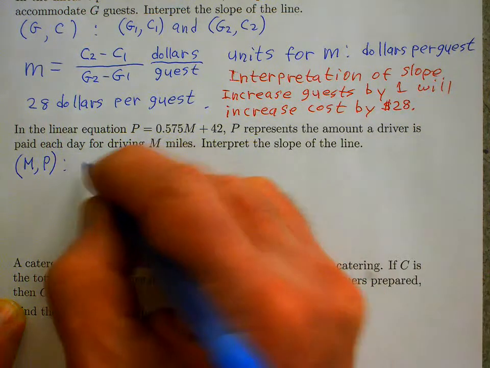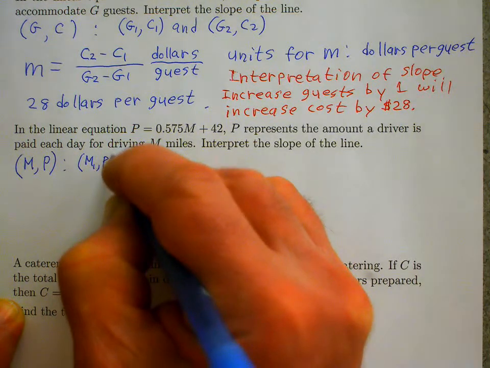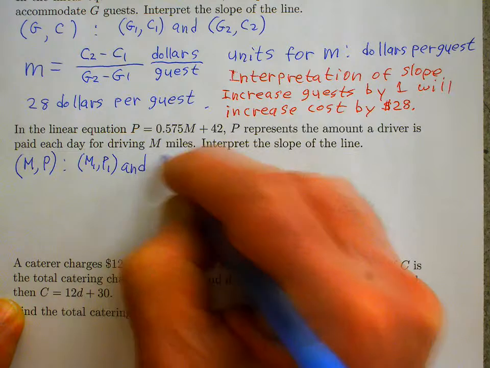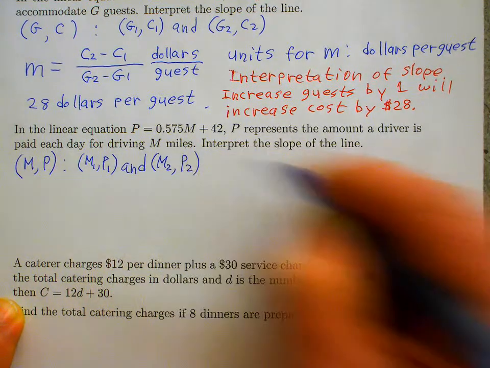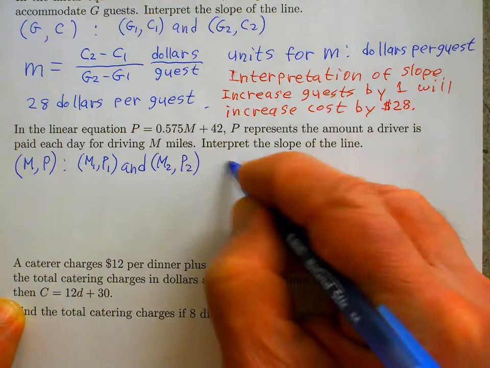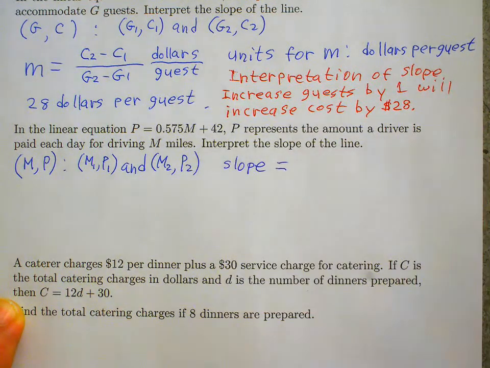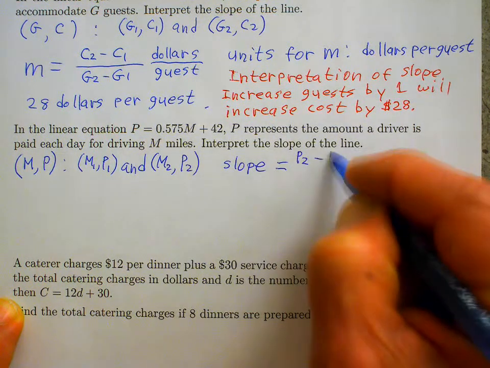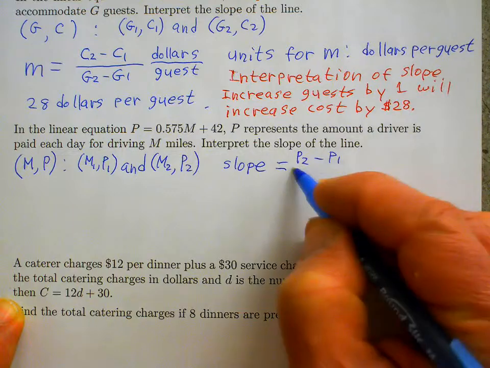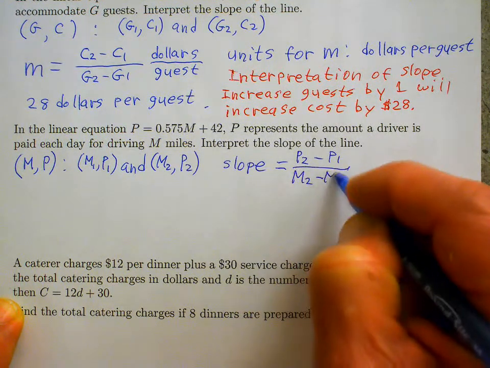So if we had two ordered pairs, say M1, P1, and M2, P2, then our slope we would write as P2 minus P1 instead of Y2 minus Y1, over capital M sub 2 minus capital M sub 1.